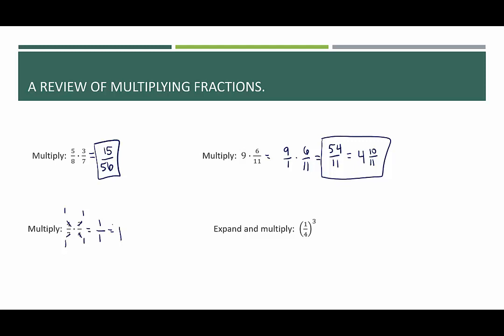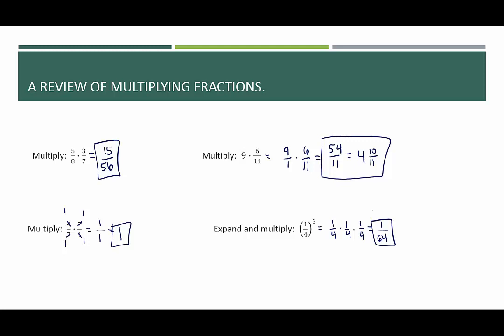Perfect. And then our last example, we're going to expand and multiply. So this is an exponent, and the exponent says, write the base that many times through multiplication. So we have 1/4, 2 factors of 1/4, 3 factors of 1/4. We multiply straight across. 1 times 1 times 1 is 1. You can multiply 1s all day long, but you're never going to get anywhere. And 4 times 4 times 4, be careful, this is multiplication. 4 times 4 is 16, and 16 times 4 is 64.